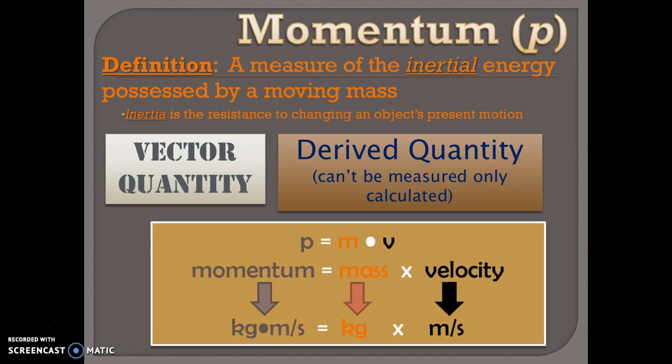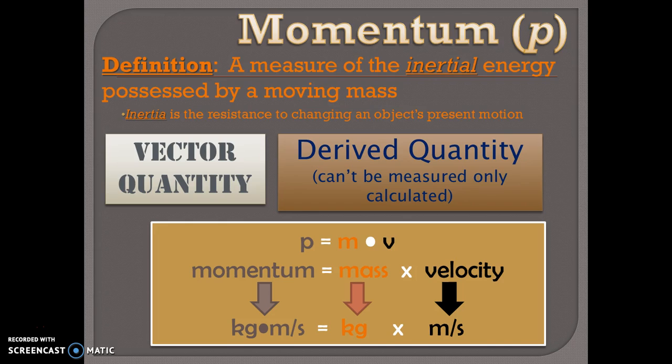Your definition of momentum is as follows. Momentum has the symbol lowercase p, and it's defined as a measure of inertial energy possessed by a moving mass. Remember, inertia from Newton's first law of motion states that an object at rest wants to stay at rest, an object in motion wants to continue in motion, unless an outside force changes that.